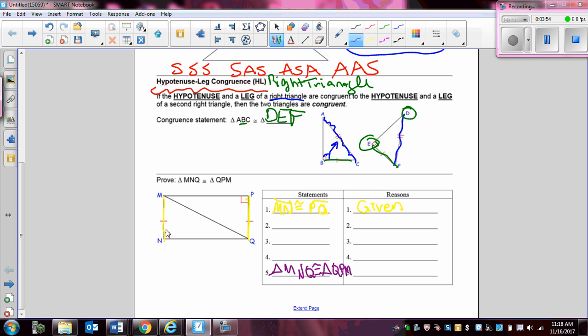Now, we're also given that this is a 90-degree angle, right? And this is a 90-degree angle, which means our P and N are congruent, and we have a right triangle. So we're going to say angle N and angle P are right angles.